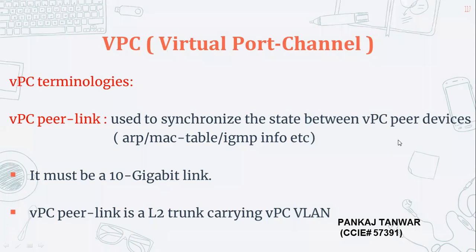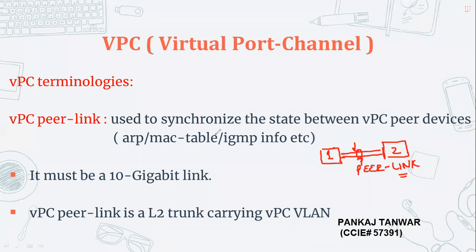So the VPC peer link is what we just drew in our previous diagram. Between our peer devices, we have switch 1 and switch 2. We form a port channel between these two devices. This will be our peer link. The peer link will be used to synchronize the state between the VPC peer devices. So CFS will run on this peer link, right?